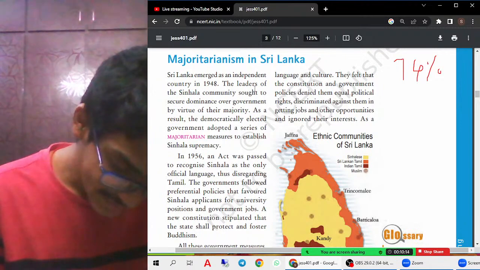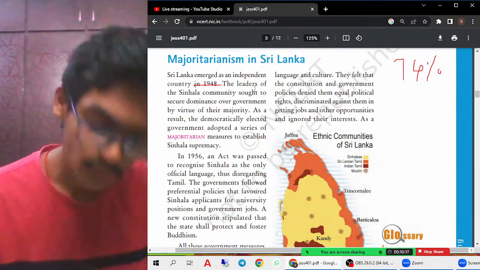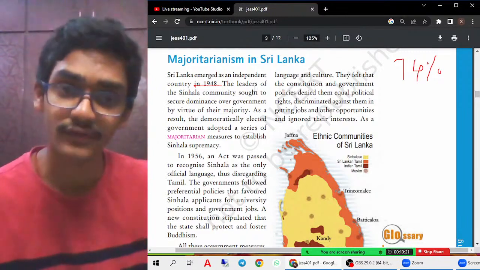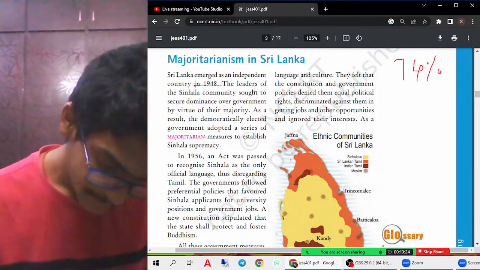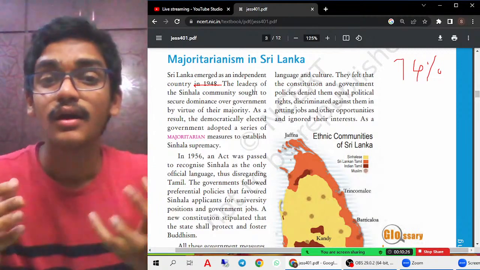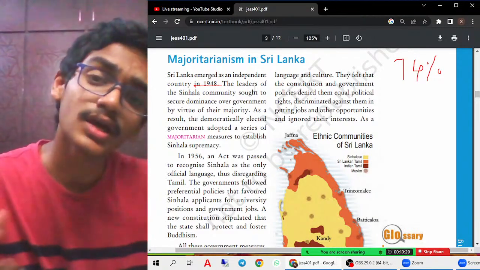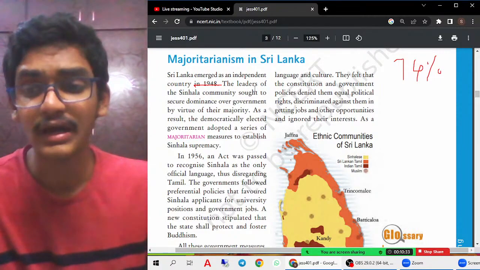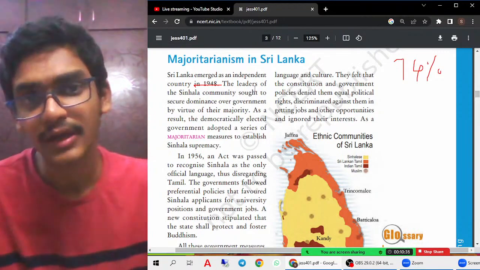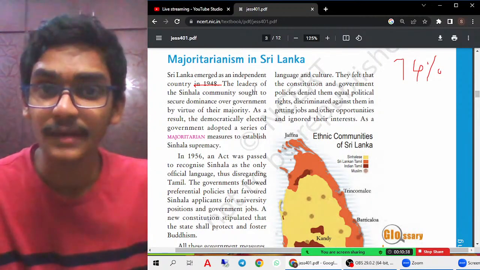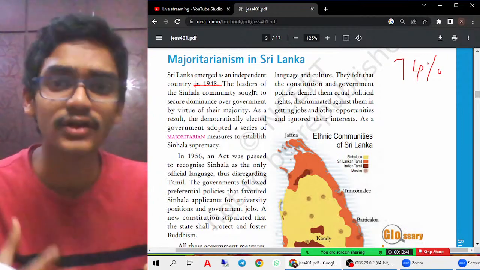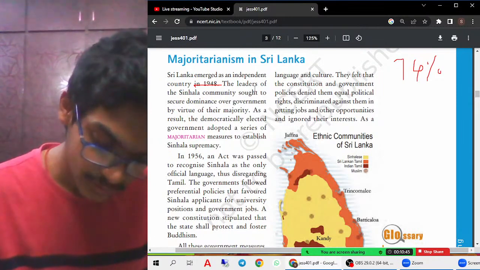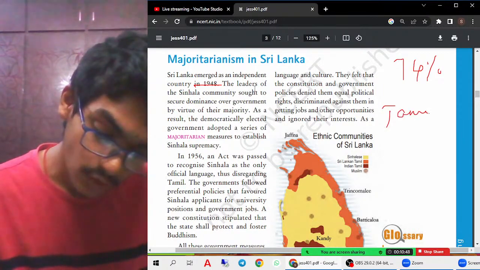In 1948, as you can see, they got their independence, and after that the Sinhala people started to show dominance and superiority over the minority. What happened is, if one ethnic group tries to show its will and dominance over other communities, the minority community will feel alienated, meaning they feel they are not given any rights. The same situation happened in Sri Lanka also. Tamils felt that they were not given any rights.